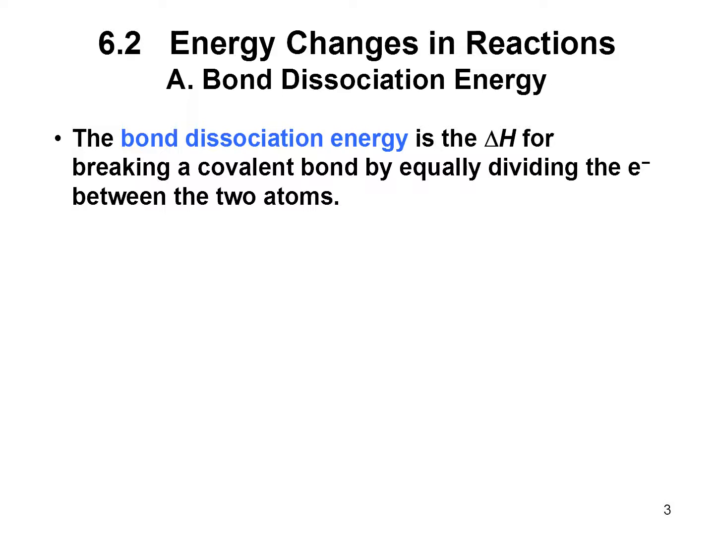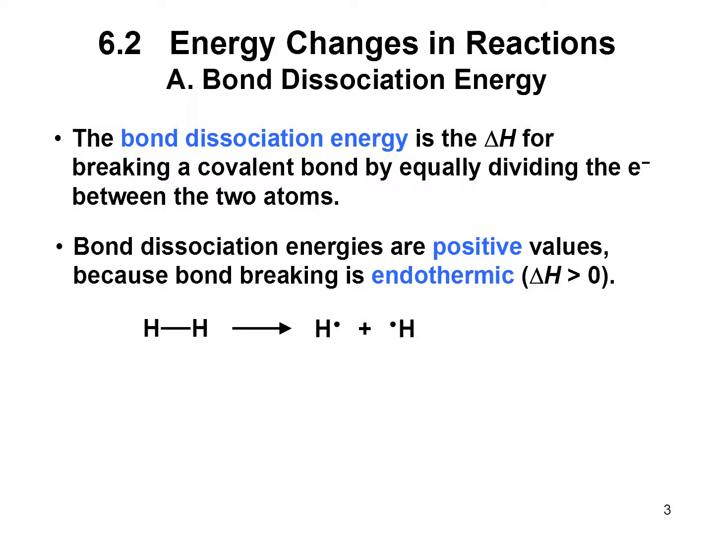The bond dissociation energy is the delta H for breaking a covalent bond by equally dividing the electrons between the atoms. So essentially what you're doing is taking those electrons that are shared, 2 for a covalent bond, and giving them to each of those atoms. For example here, there are 2 electrons in the bond, and when you break it, 1 electron goes to the first hydrogen, the other electron goes to the other hydrogen.